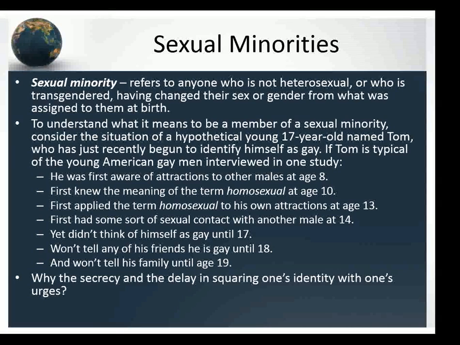Which raises the question of if he was first aware of attractions to other males at 8, why did it take him 11 years to square that with his identity? Okay. Any other thoughts? Maybe he himself had become comfortable with it. Okay. That took him in theory, what, 9 years?